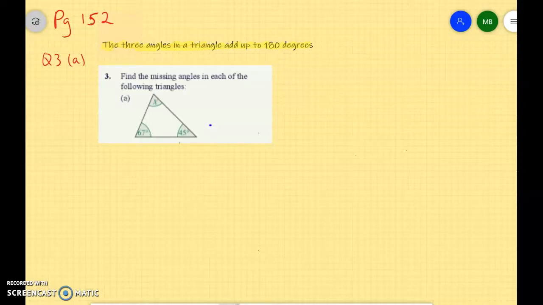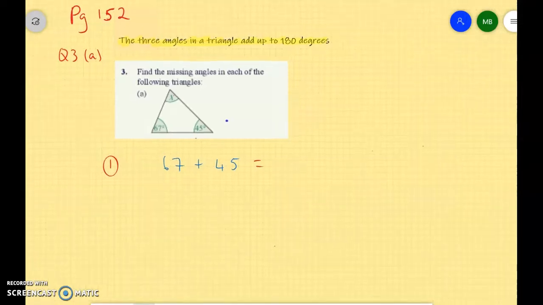So we're given two angles. We're given 67 and we're given 45 degrees. So we're given 67 and 45 degrees and we're asked to find x. First step is you add the two angles that you know in the triangle. Okay, so we add those two together, so 67 and 45.